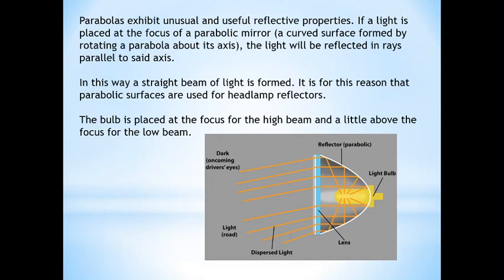So, dito, in this way, a straight beam of light is formed. It is for the reason that parabolic surfaces are used for headlamp reflectors. The bulb is placed at the focus for the high beam and a little above the focus for the low beam. So, dito, this is the reflector parabolic. So, pag nilagay mo yung light or yung ilaw dito sa focus, so, kanina nga, sinabi ko na sa inyo yung parts ng parabola. So, this is the focus. So, kapag nilagay mo dyan, magre-reflect ngayon yung ilaw at lalabas siya doon.